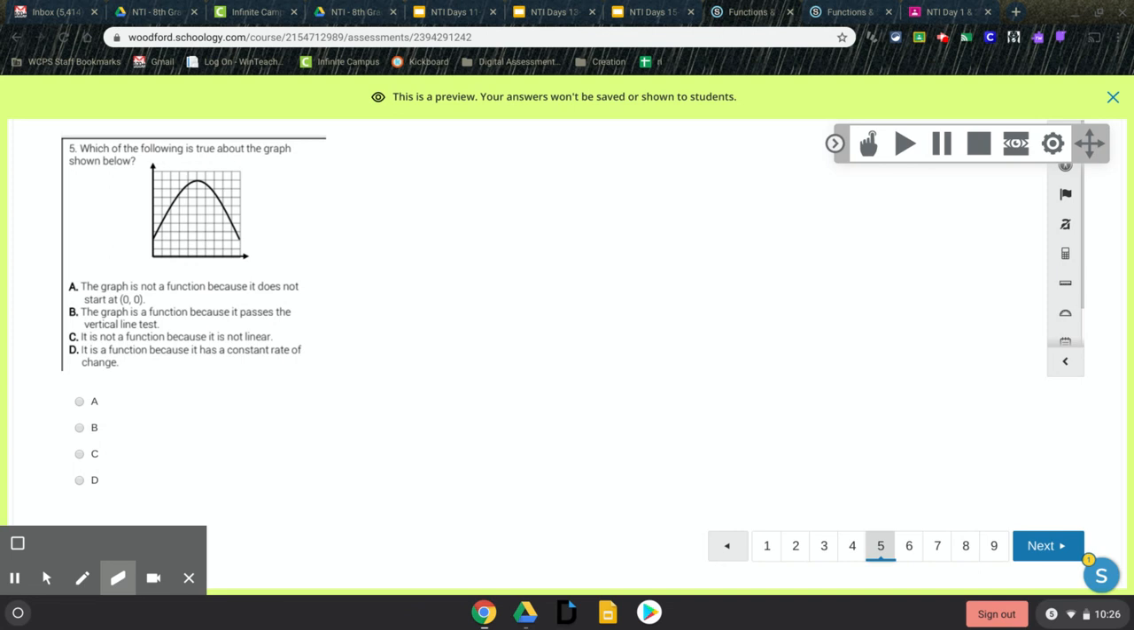So do you have to pass the vertical line test to be a function? And does this pass the vertical line test? Is it not a function because it's not linear? Do you have to be linear to be a function? And is it a function because it's a constant rate of change? Okay, so do you have to have a constant rate of change to be a function? Or is that linear?